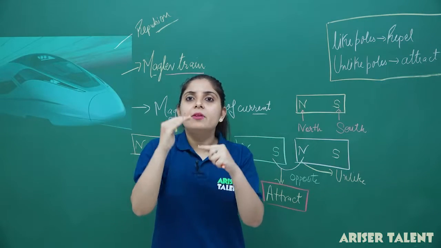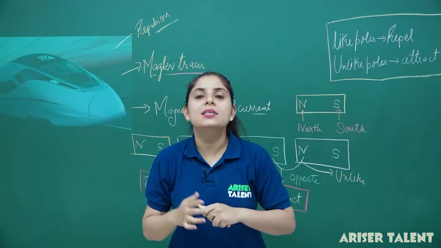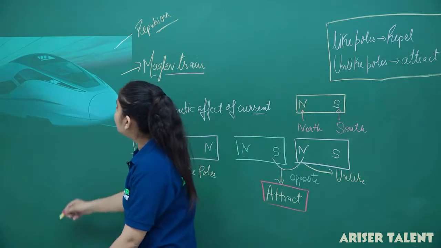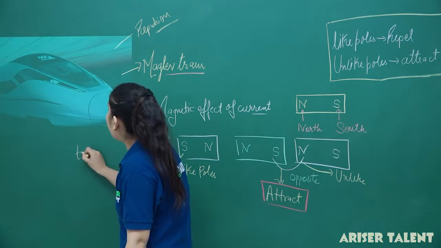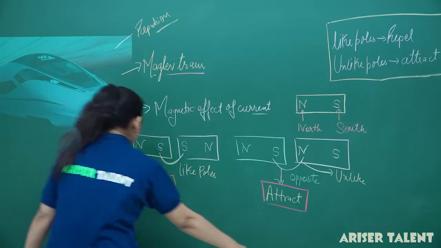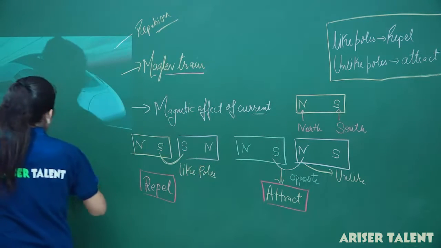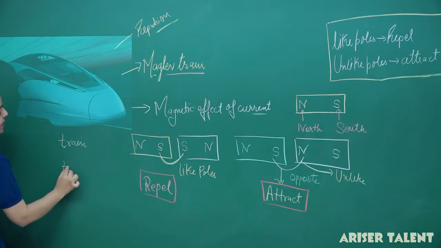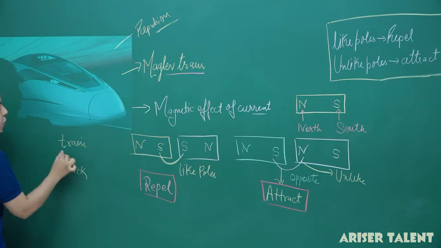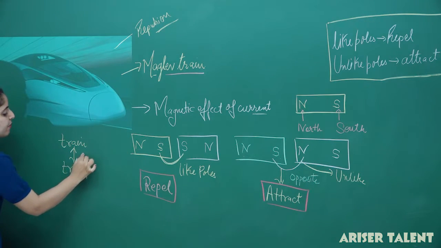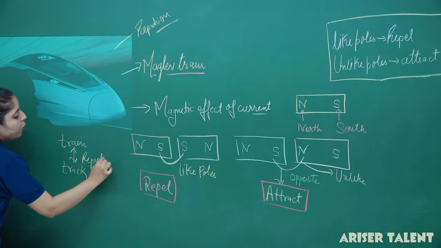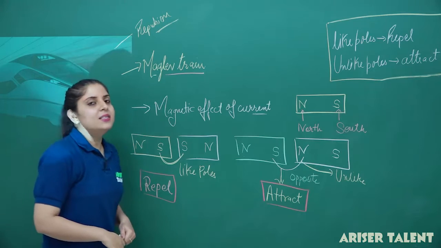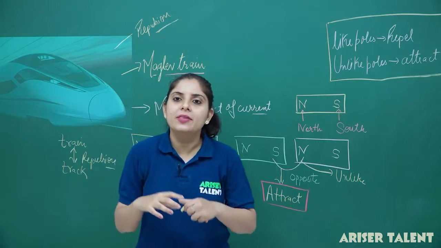Otherwise, if there is attraction between the two components, the train will not run on the track. So, what is the principle involved? In between track and train, this is our train and this is our track. If there is a repulsion between the train and track, only then is it possible to run the train on the track. Otherwise, the train will not run on that track.